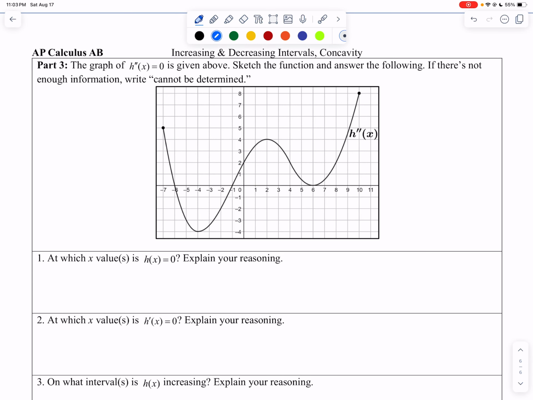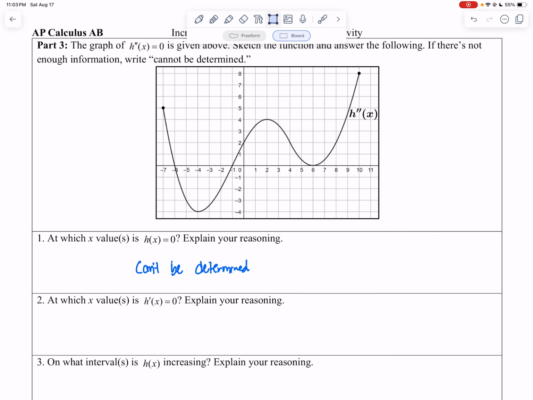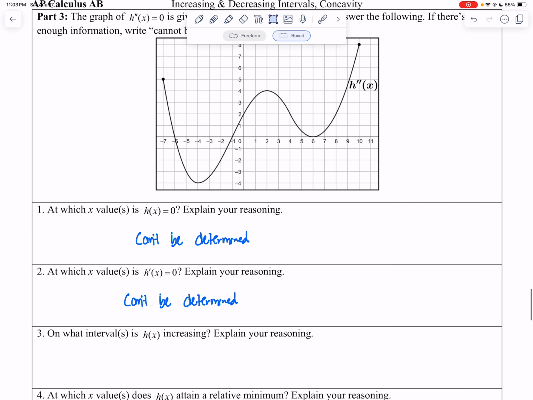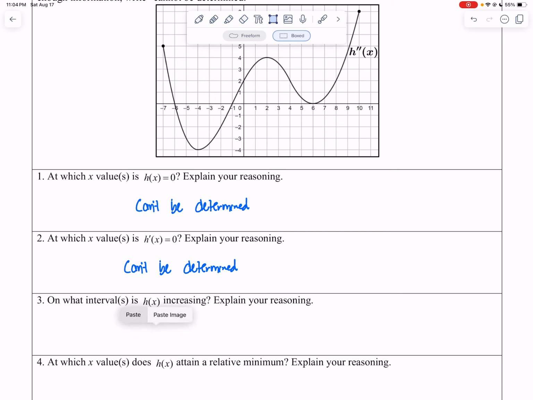Well, guess what? Plot twist. Let's say that I have h double prime of x, aka the second derivative of the same graph. Well, unfortunately, I can't do anything with h of x equal to 0, so that can't be determined. Also, I can't find whenever the derivative is equal to 0 since this is h double prime of x, so that also can't be determined. We don't know when h of x is increasing either, so that can't be determined.